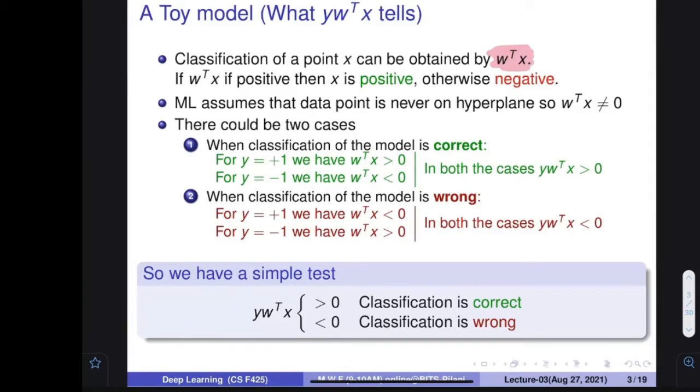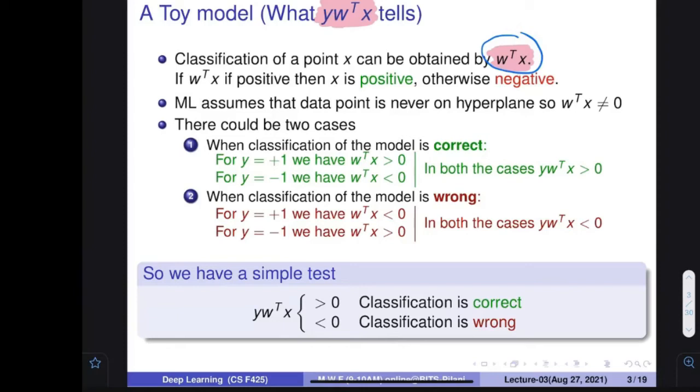All right. I want to bring your focus to this particular quantity, y multiplied by W transpose X. So here you know that W transpose X, don't forget about this. What is W transpose X? It is the prediction of my model. Given the weights and an item, if you want to find out this value, this is the classification for your item.